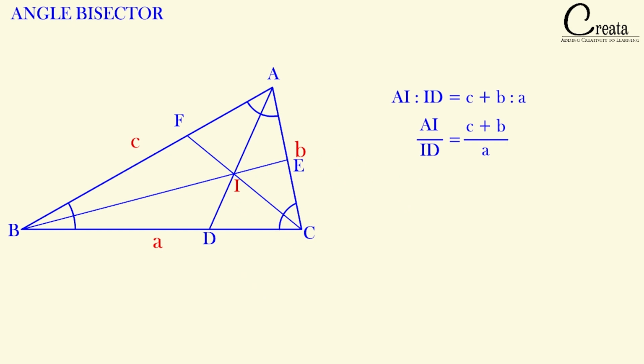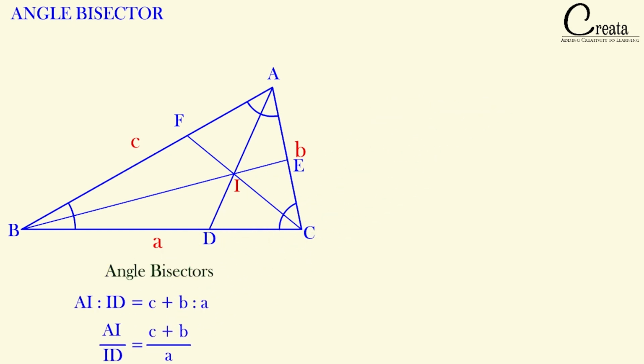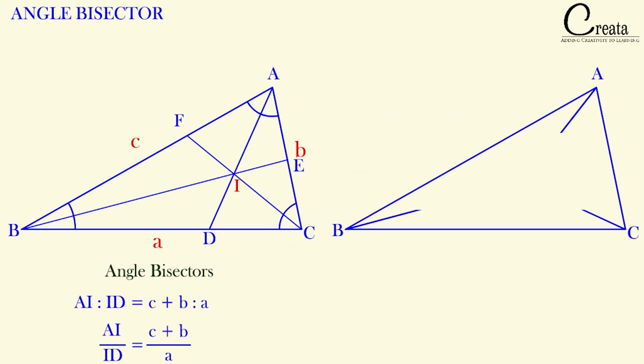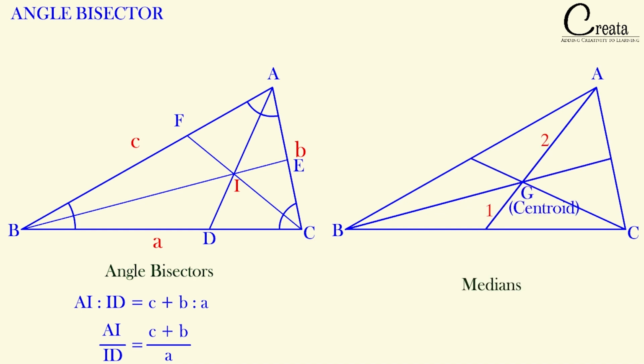We can compare this fundamental of the angle bisector with the fundamental of the median, where the centroid is dividing the median into the ratio of 2:1. In the median, the centroid is dividing the median into 2:1. Here in the angle bisector, the incenter is dividing the angle bisector into the ratio C plus B is to A. Side by side we are comparing the median with the angle bisector. This will help you better catch the topic.